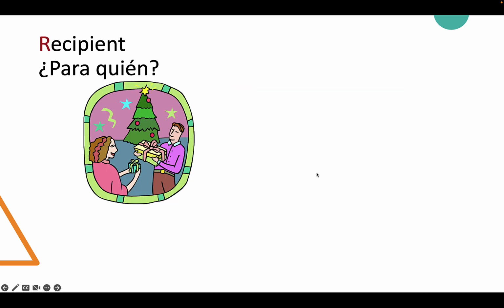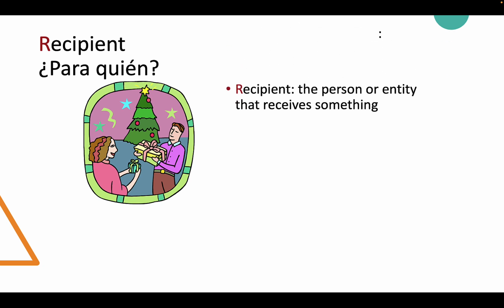When it comes to recipient, we can think of the question para quién, and at the same time, we can also associate it with some sort of gift, right? For instance, during Christmas, we give quite a bit of gifts to each other. That also applies to birthdays. So in this context, we can say something like, este regalo es para ti. This present is for you.